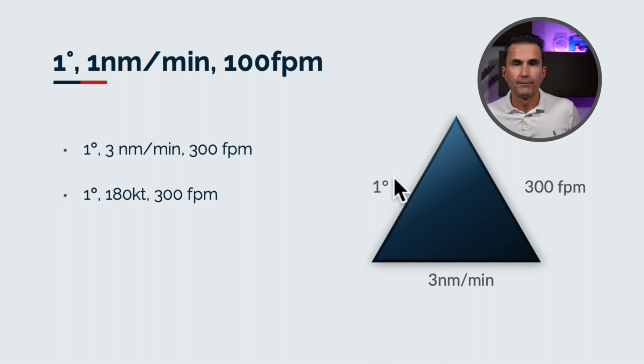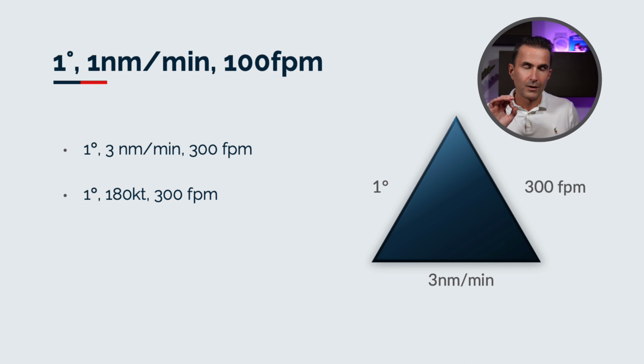You've got 1 degree. So 1 degree would be 1 mile per minute, 100 feet per minute. But if you're going at 3 miles per minute, you need to say that it's 300 feet per minute, okay? So the triangle normally starts at 1, 1, 1, but if you're at 1 degree, but you go faster, then you need to multiply this one as well. So 1 degree, 3 miles per minute, 300 feet per minute. This means that if you're at 180 knots, that is 3 miles per minute. So if you pitch up by 1 degree, you're going to achieve 300 feet per minute. And I mean, it's surgical, okay?